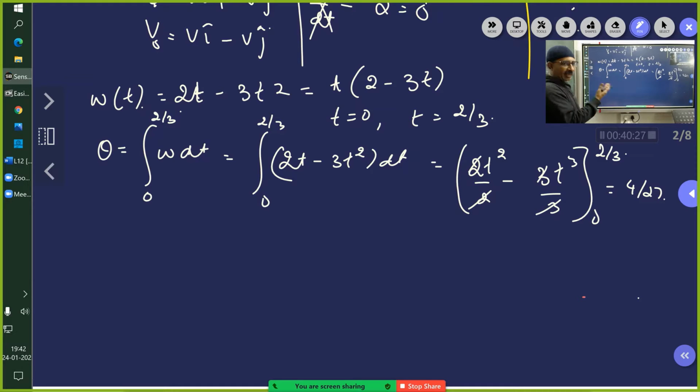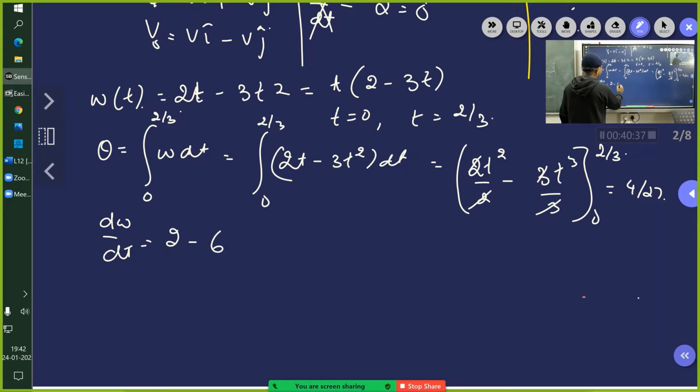You can't write it like this unless alpha is constant. Because if you find d omega by dt, you would have got 2 minus 6t, which is a function of t, and this is going to be alpha. So you can't take it that way. At t equal to 2 seconds, how will you find the average?